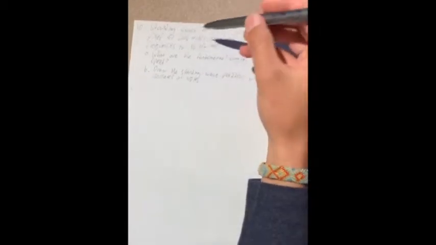Problem 10 says that standing waves on a 1 meter long string that is fixed at both ends are seen at successive frequencies of 36 Hz and 48 Hz. Part A asks, what are the fundamental frequency and the wave speed? And Part B asks to draw the standing wave pattern when the string is oscillating at 48 Hz.